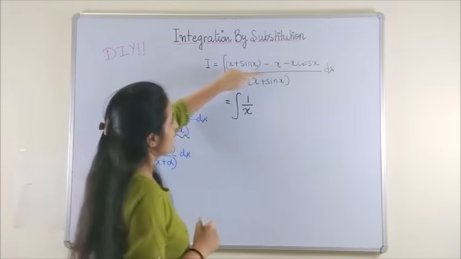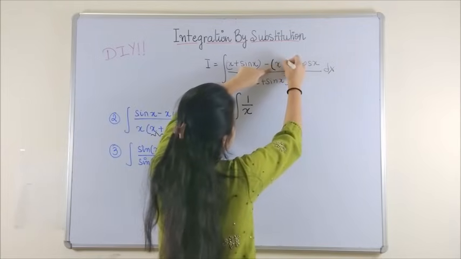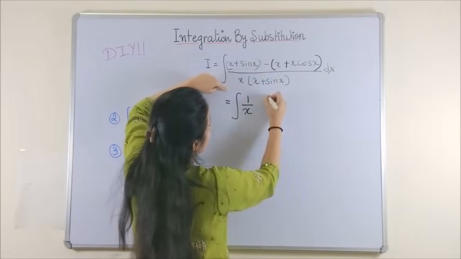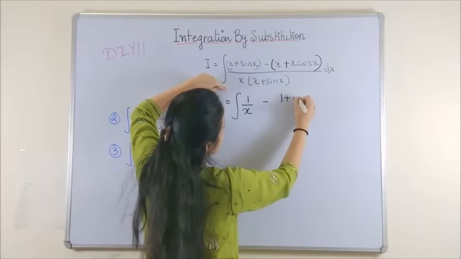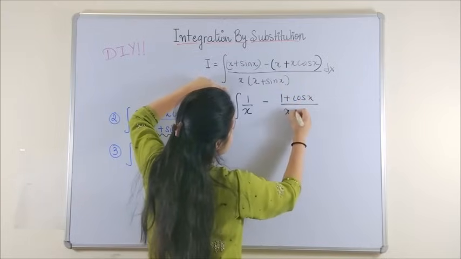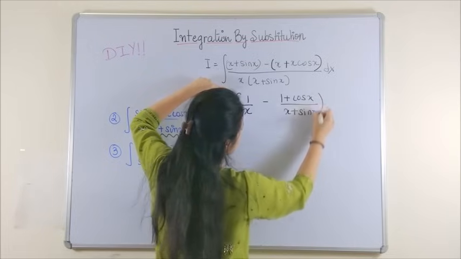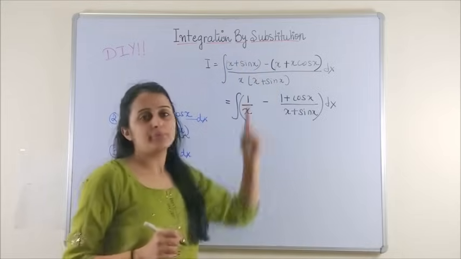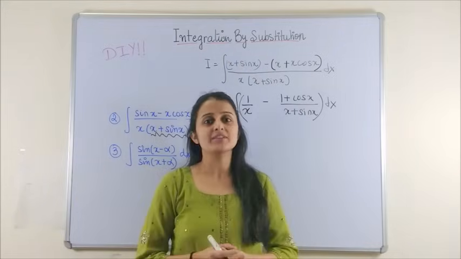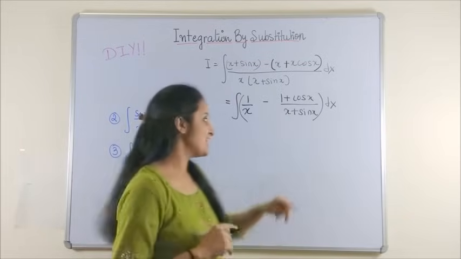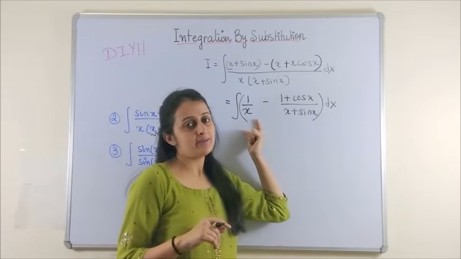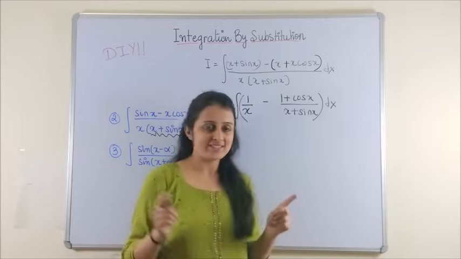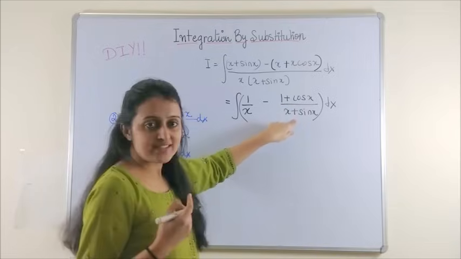If I try to separate out the terms, for the first term I am left with only 1 by x, and for the second one, if I take minus sign common, you would see your x getting cancelled from here and will be left with 1 plus cos x upon x plus sin x. Do you think adding and subtracting x and separating out the terms have helped us? Of course it has. Look at the first one. It simply became integral of 1 by x, for which we all know the answer is log mod x plus c. Likewise, look at the second one.